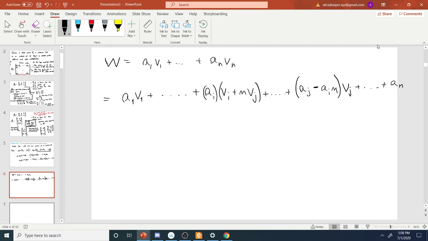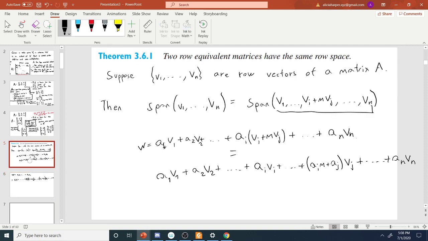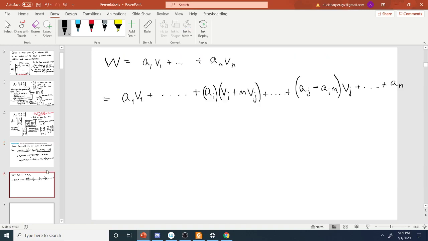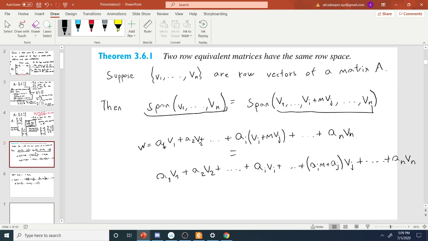So I've taken a generic expression for W that lies in the span of these vectors, and I've rewritten it as a vector that lies in the span of these n vectors. And so this right here lies in the span of v1 all the way through vi plus m vj, ..., vn. So I've now shown that this is contained in this, and this is contained in this, so they're equal.